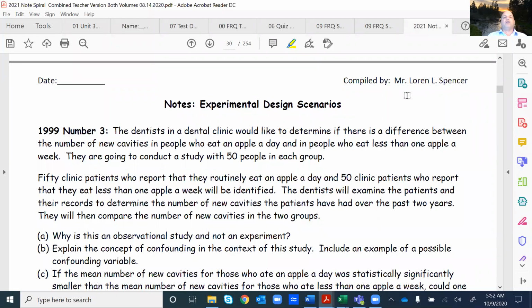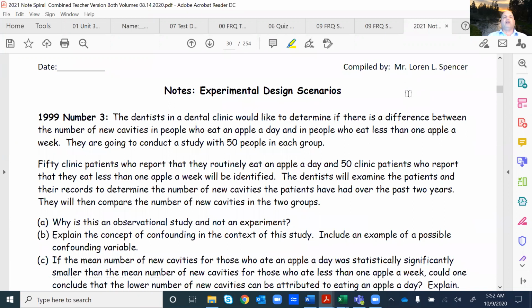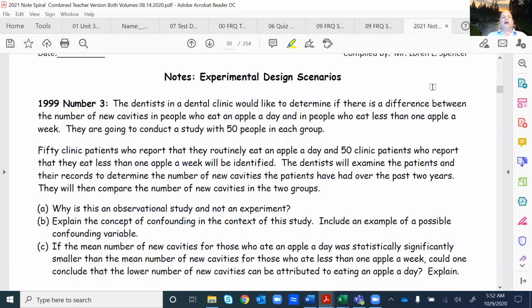Okay, we've been talking about experimental design, so now we're going to take a look at some FRQs on basic experimental design and components of an experiment. So the dentist in a dental clinic would like to determine if there's a difference between the number of new cavities in people who eat an apple a day and people who eat less than one apple a week. So we have two groups of interest. We have those who eat an apple every single day, and those who eat an apple a week. And they're going to conduct a study with 50 people in each group.